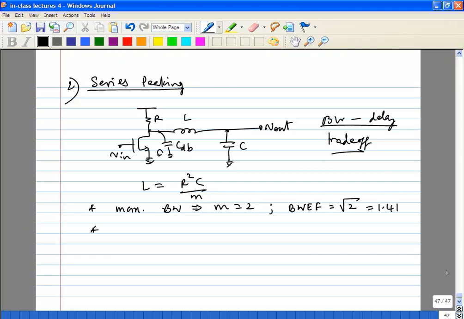It so turns out this is also the case for maximally flat amplitude. Next, your maximally flat group delay. That happens at M equals 3, and you get a bandwidth extension of approximately 1.36.